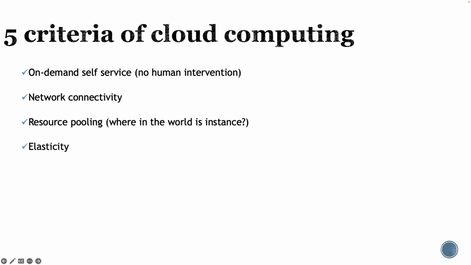And this leads us to our fourth criteria that cloud computing needs, which is elasticity, which we will be talking about more throughout these fundamental lessons. But elasticity is the ability to scale with demand. So as your demand increases, you scale up your AWS resources. And then when that demand decreases, you can scale your resources down.